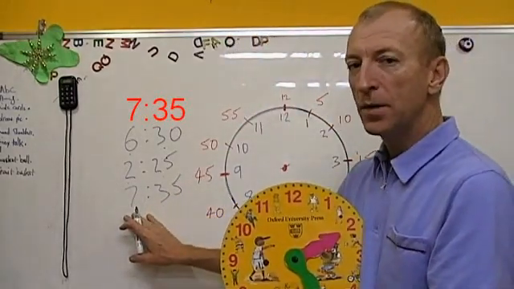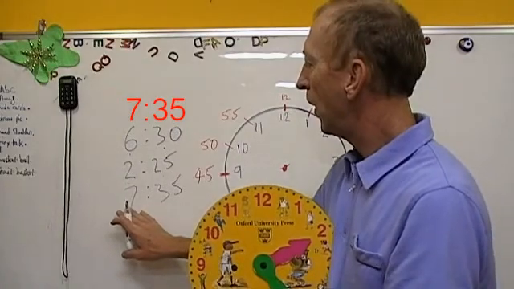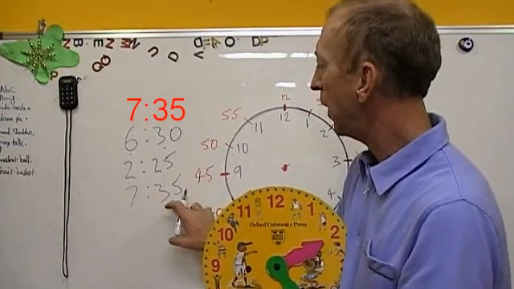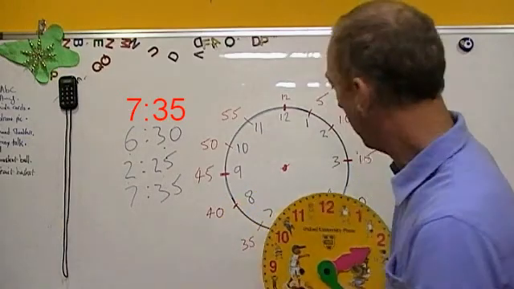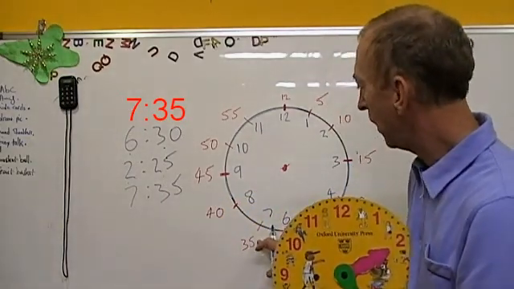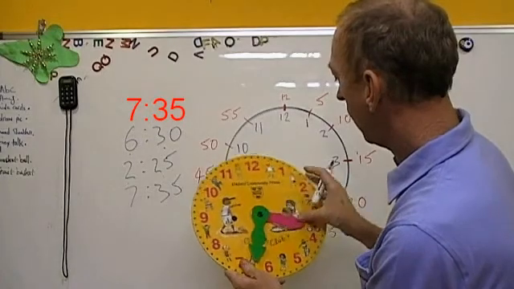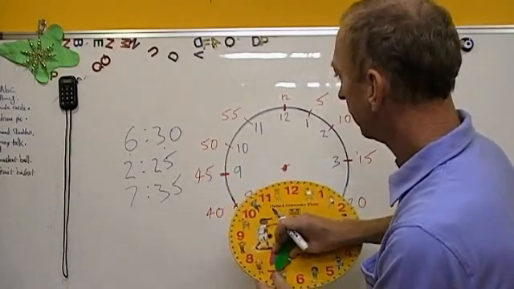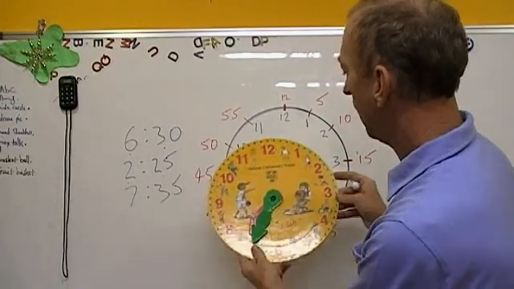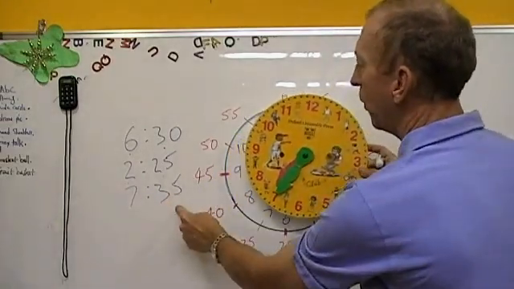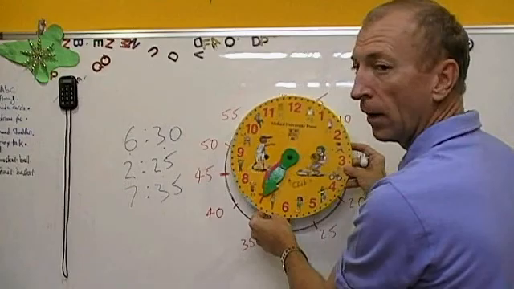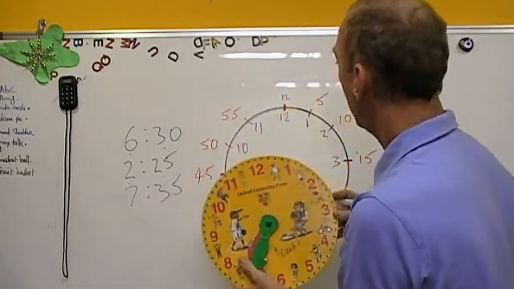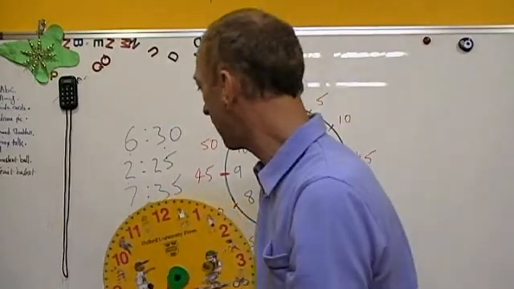Can you draw where this clock would be? Okay, small hand pointing to the 7, large hand pointing to the 35. 35 here. So our clock looks something like this. 7:35. Okay, left to right. Okay, we'll just do a couple more.